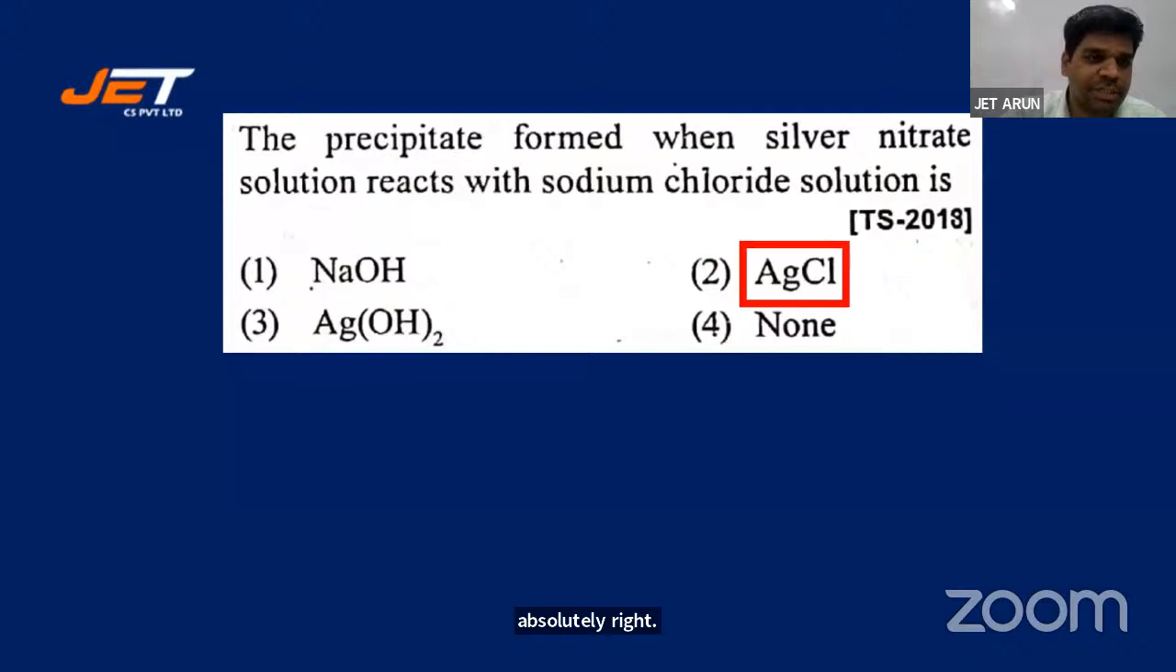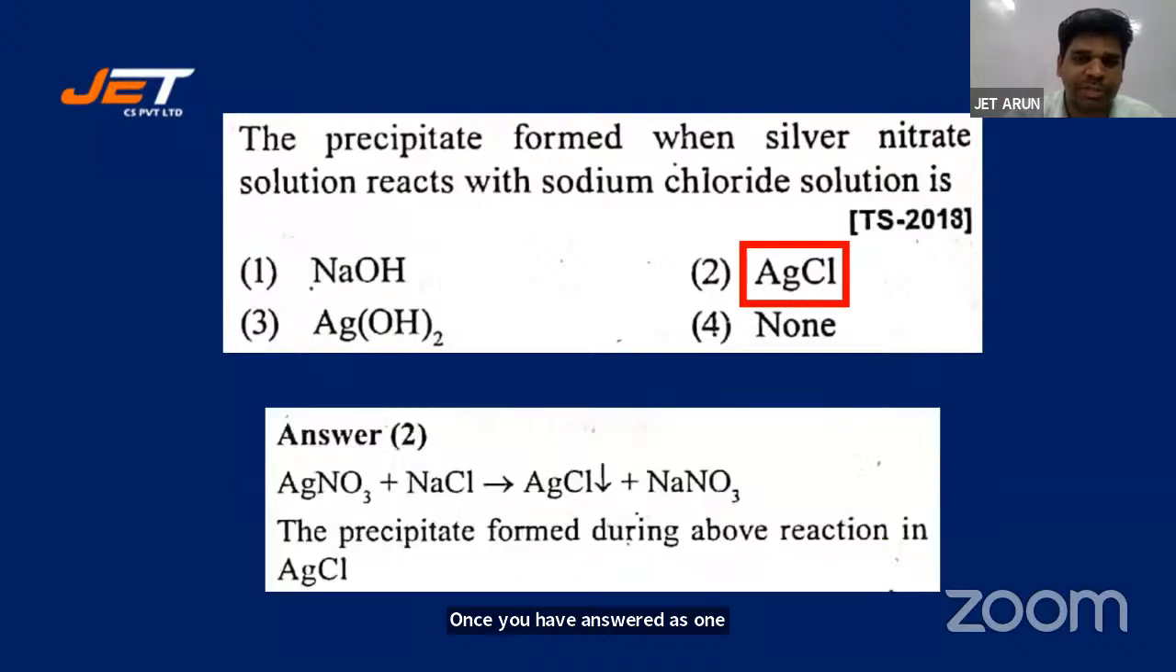The ones who have answered as 1, carefully correct yourself and remember this solution. Here is the solution. Here is the reaction. AgNO3 plus NaCl gives rise to AgCl as precipitate plus NaNO3. The precipitate formed during the above reaction is AgCl. So here is the reaction, students.